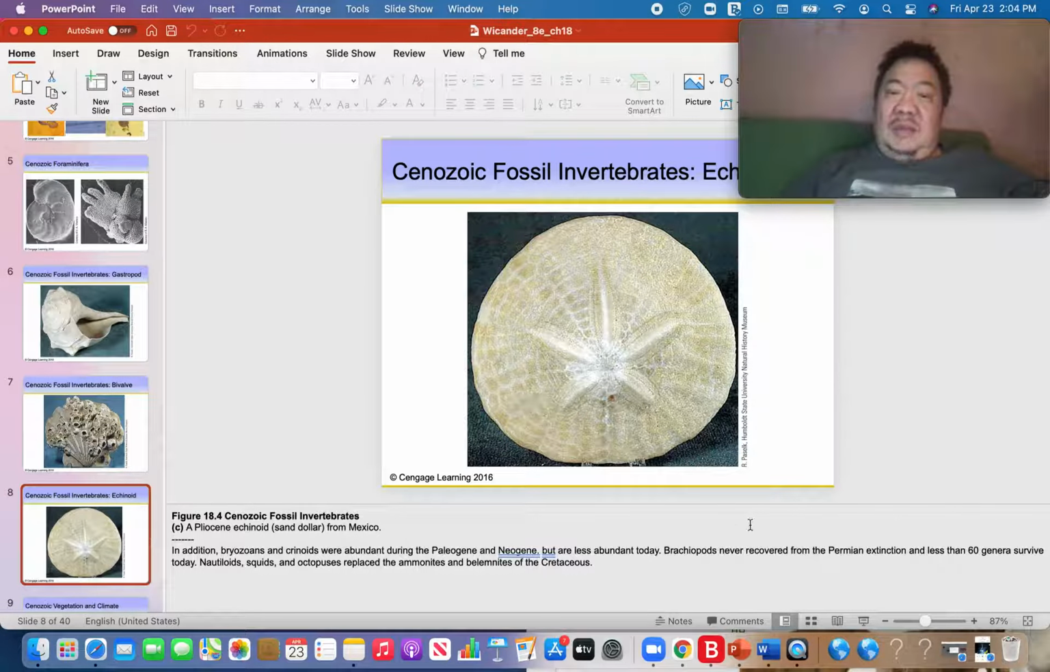Echinoderms and phylum Echinoidea, including sand dollars and sea urchins. Here you can see their classic five-fold symmetry for these benthic organisms. They become very, very abundant during the Cenozoic Era. Phylum Echinodermata, class Echinoidea, and they're benthic organisms.